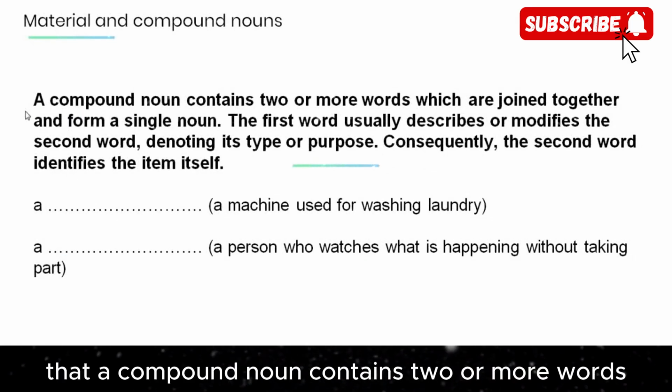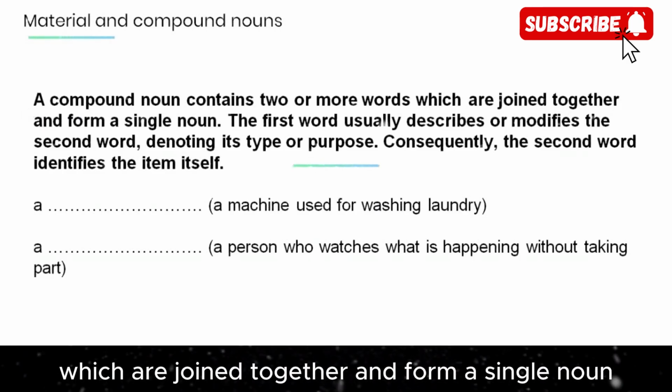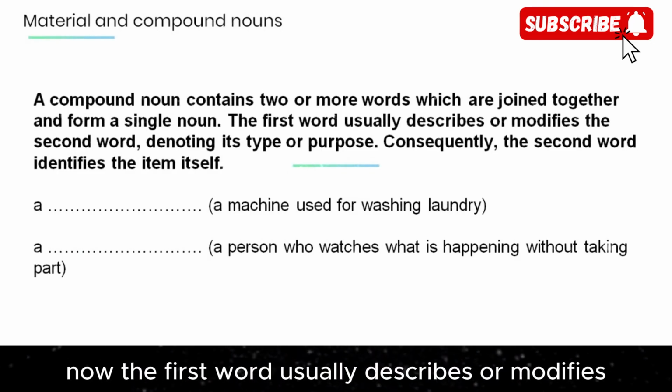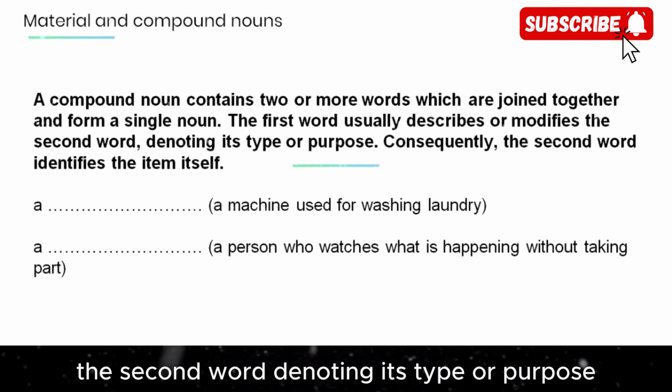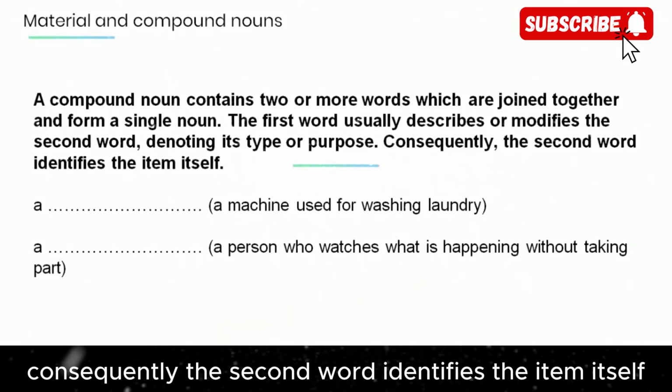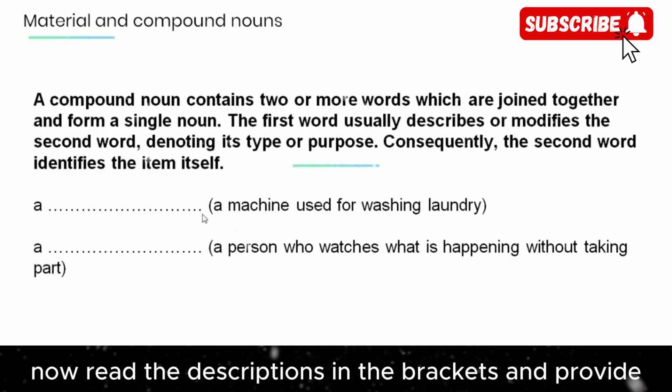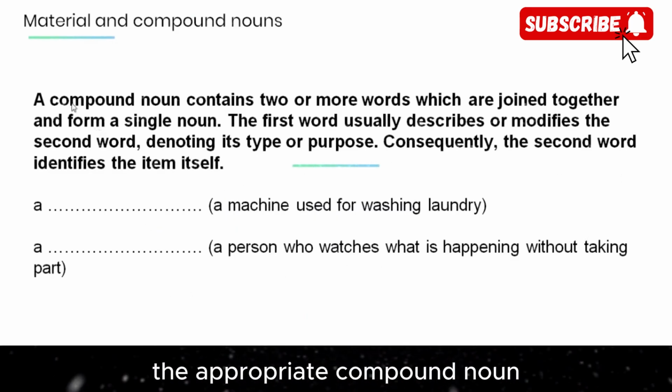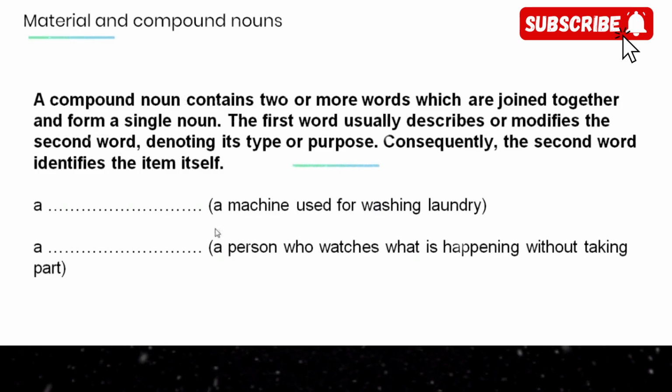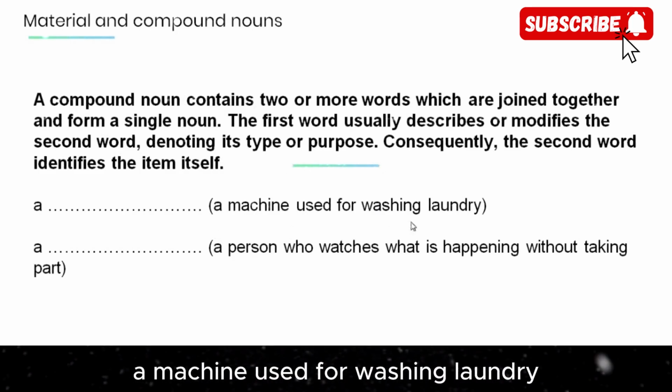Also remember that a compound noun contains two or more words which are joined together and form a single noun. Now the first word usually describes or modifies the second word, denoting its type or purpose. Consequently, the second word identifies the item itself. Now read the descriptions in the brackets and provide the appropriate compound noun. A machine used for washing laundry.